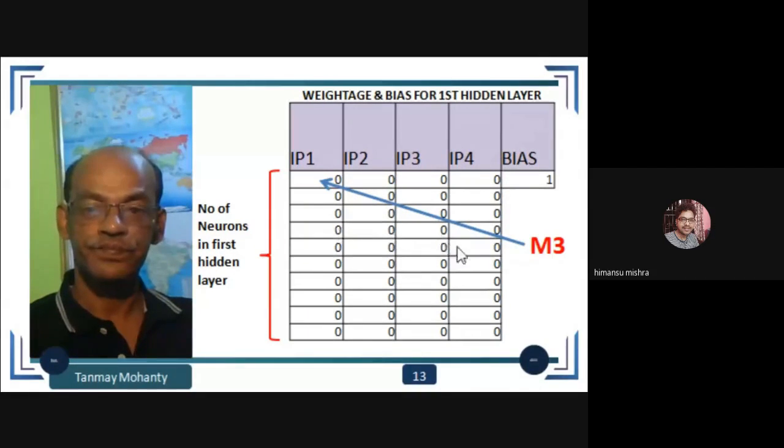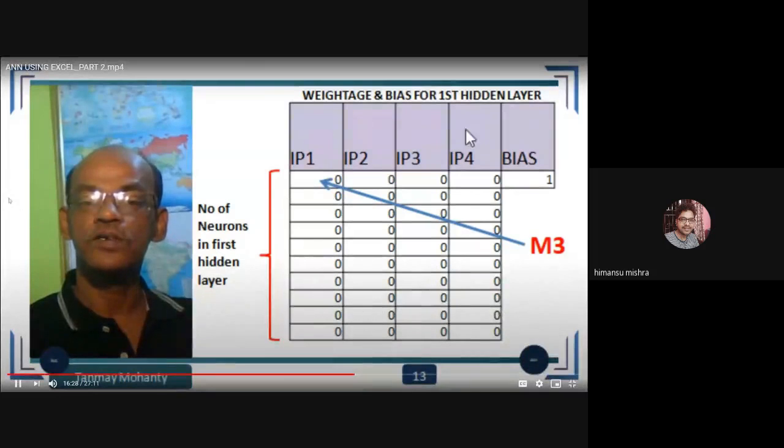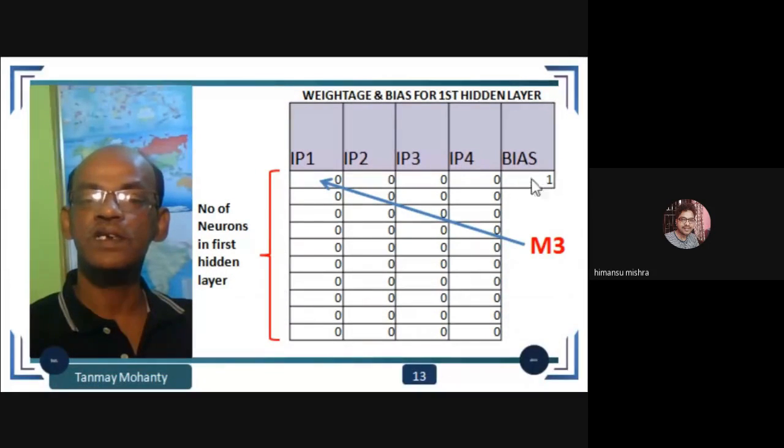Okay. So in M3 we have started this weight assignment. This space is to be left for the weight and this is for bias. Weight means M3 to P12, so M3 to P12 we have to leave for weightage, and this Q3 is for bias.